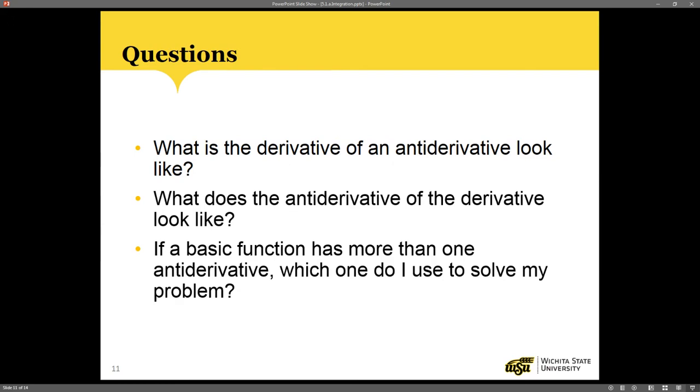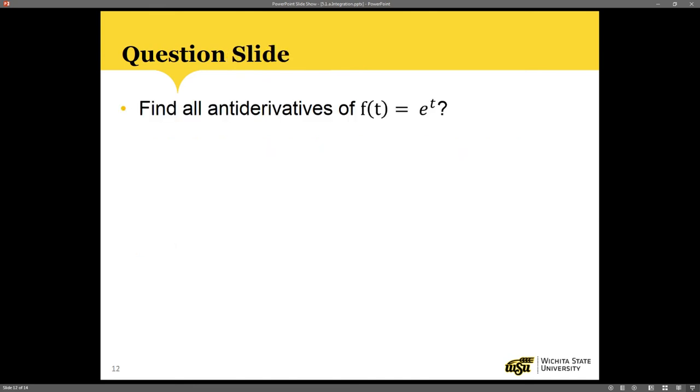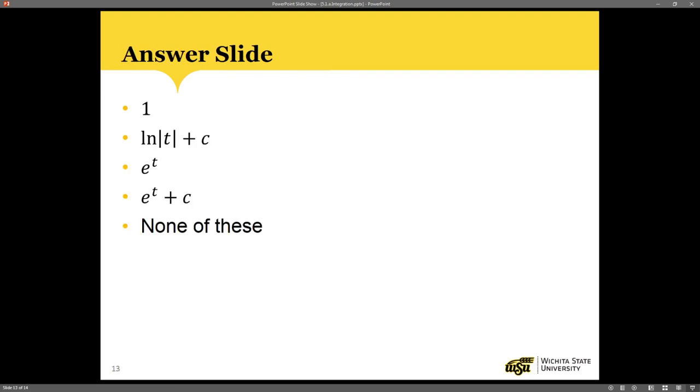Before we go, I'd like to ask you a little quiz question. I'm going to ask you to give me a family of antiderivatives for an expression. Are you ready? Find all antiderivatives of the function f of t equals e to the t. Are they the constant 1, the natural log of the absolute value of t plus a constant, e to the t plus a constant, or none of these?